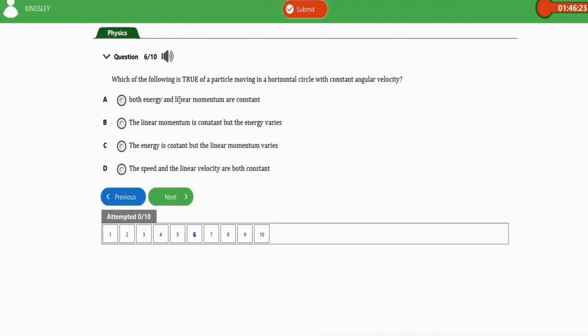So guys, for this particular question, the correct option is option C, which is the energy is constant, but the linear momentum varies. So take note of this particular question as well. I've often seen it repeated. So let's go over to the next repeated question.